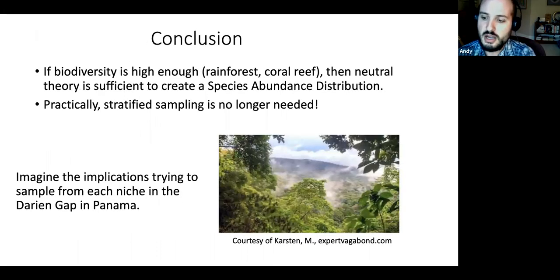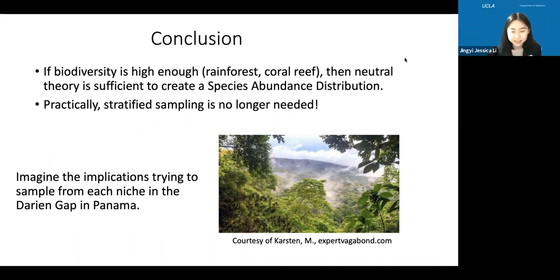So again, in a rainforest like this, I can now just sample from one area instead of all the corresponding niches. All right, that's it. Thank you. That's very interesting.